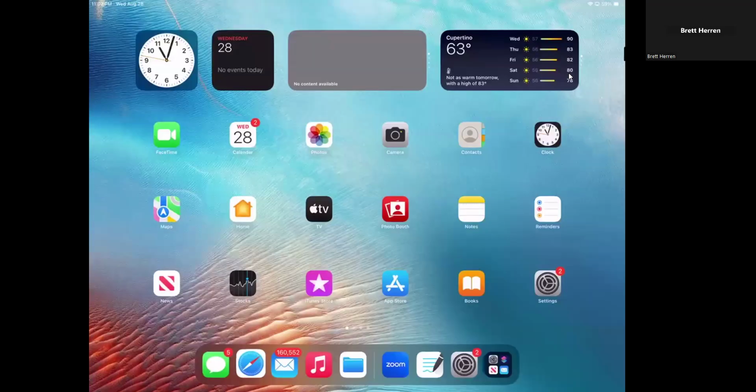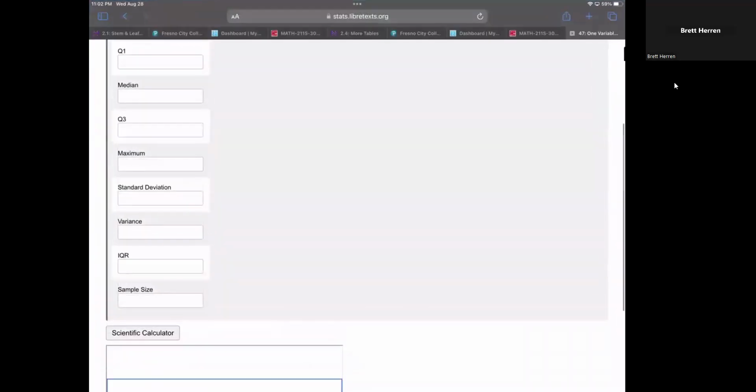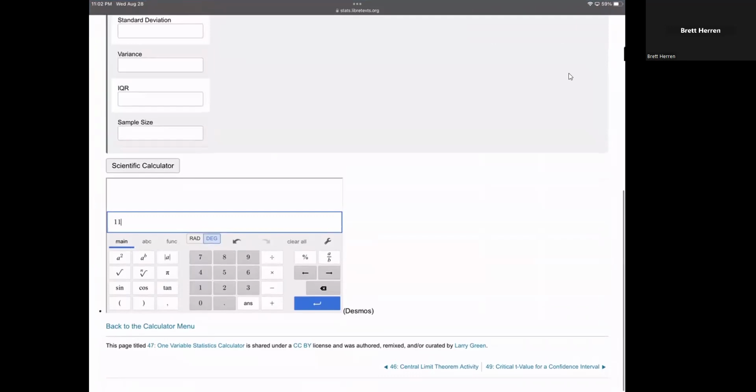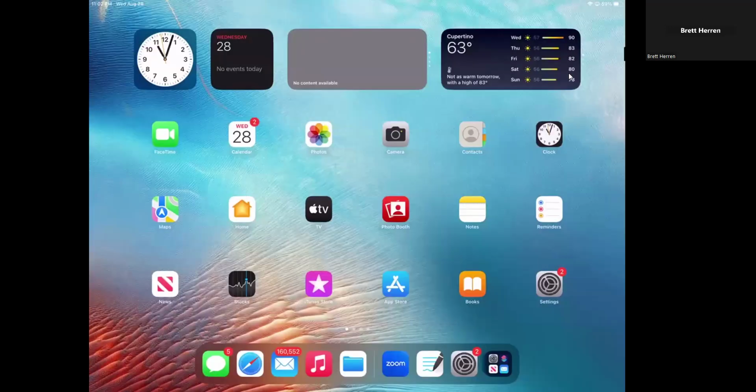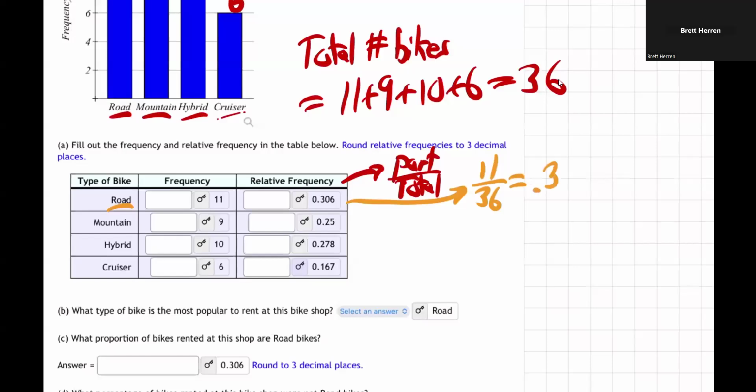What was the numbers again? It was 11 out of 36. Okay. So I'm going to go back here and do 11 out of 36. So what do I get? 0.305555. Okay, and it says round to 3 decimals. So we're going to do 1, 2, 3. So that 5 tells us to round up: 0.306. That makes sense how we did that.